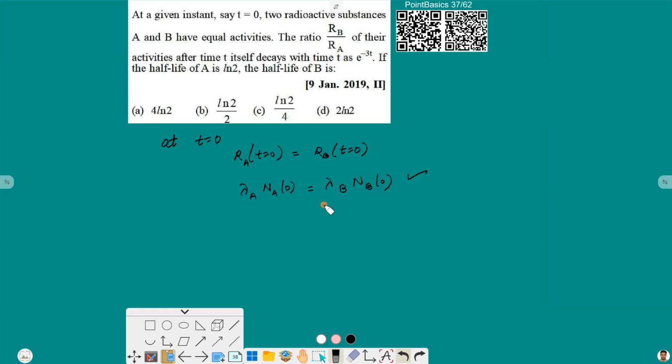Now we have to find out the ratio of activity after time, e raised to power minus 3t. So after time t, the ratio can be written like this.